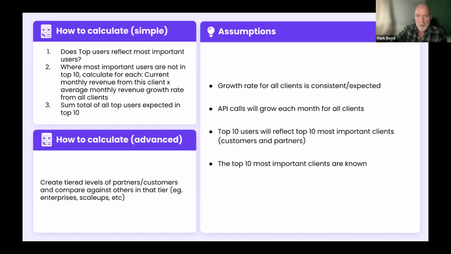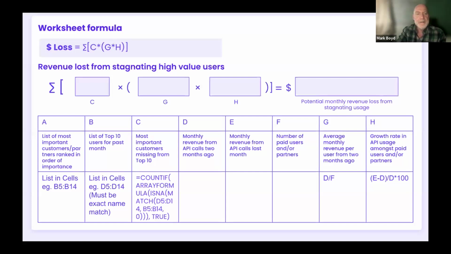So this one's a little bit more complicated. For this one, we want to have a look at the users and get that list of who the most important users are. So what you can do is get the list of the most important customers, ranked in order of importance, for example. Then take your list of top 10 users for the past month. You can put that in a spreadsheet, in rows, cells B5 or whatever. And then here's the formula you would use to see how many. So if there's three of your most important customers not listed in your top 10, then your number here is three. So you've got three that are below that.